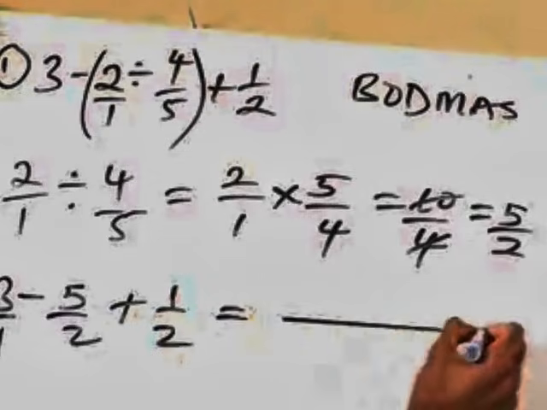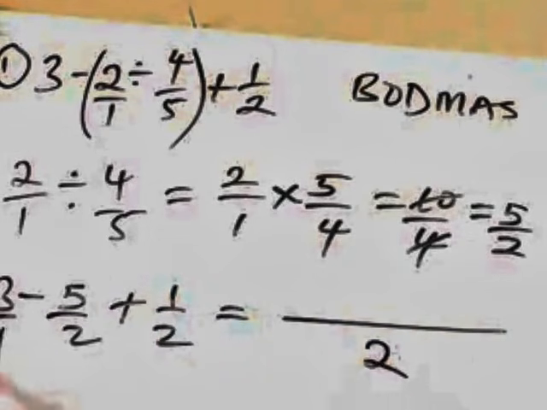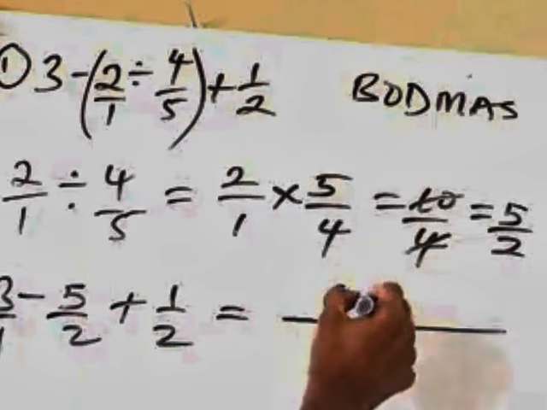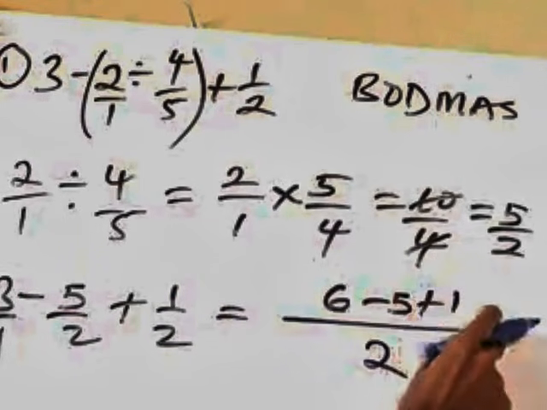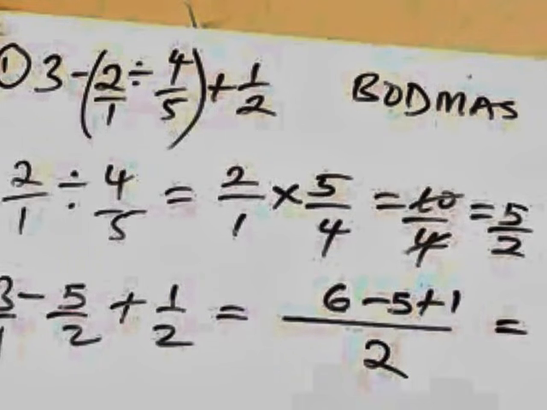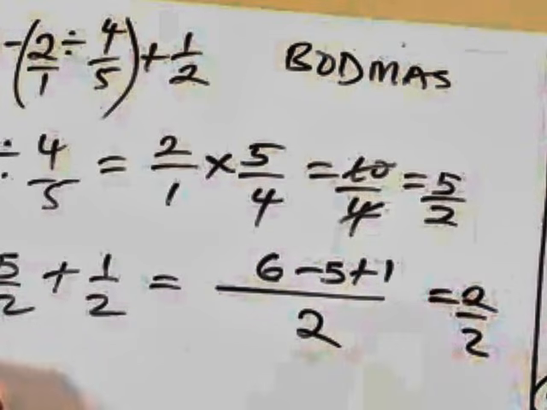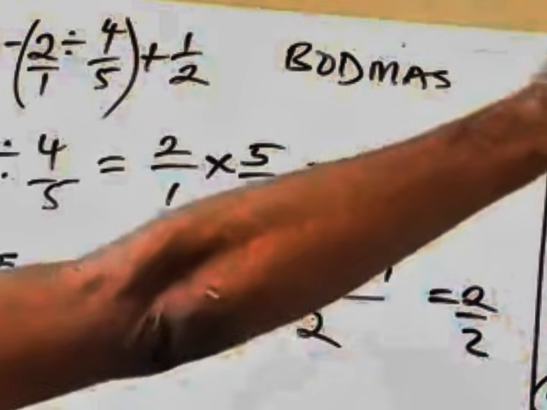Our LCM is going to be 2. 1 into 2 is 2 times 3 is 6, minus 2 into 1 times 5, 5, plus 2 into 1 times 1, 1. So that will be 6 minus 5 is 1, plus 1, 2 over 2. And if you divide it, your answer will be 1. Do we have 1 in the options? Yes.